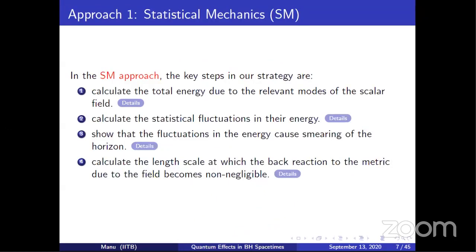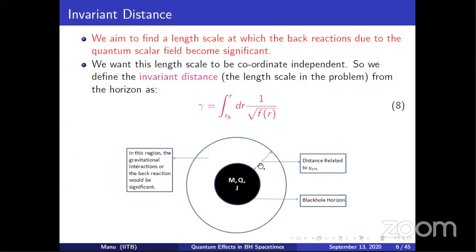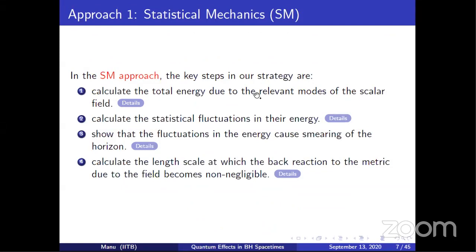I'll just go through the important ingredients of both approaches, the statistical mechanics approach and the QFT approach, and then finally I'll show the results. First, we calculate the energy of the relevant modes. I said that there are a lot of high angular momentum modes here, so they will have some energy content. We first try to calculate the total energy due to these modes. And from statistical mechanics, we know that once there is an average energy content, there will be statistical fluctuations over that average. Those statistical fluctuations we try to calculate using classical statistical mechanics.